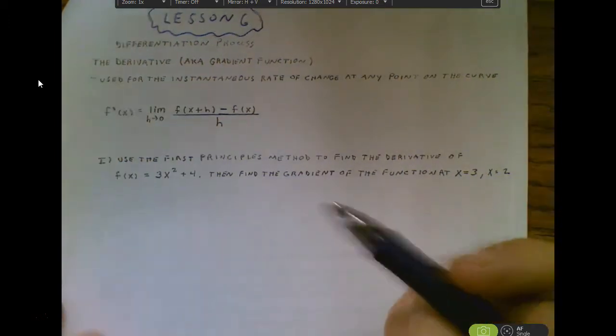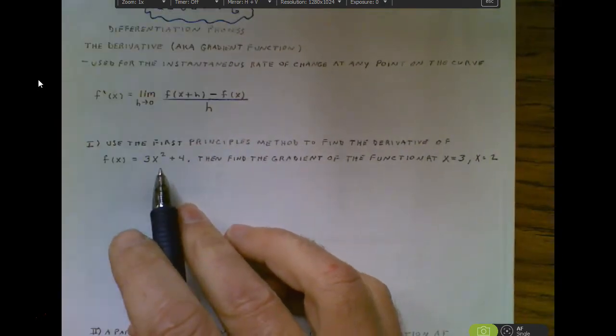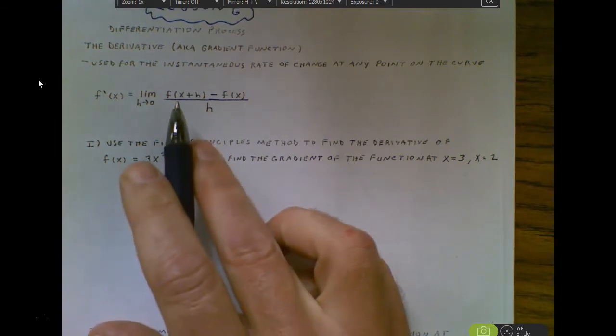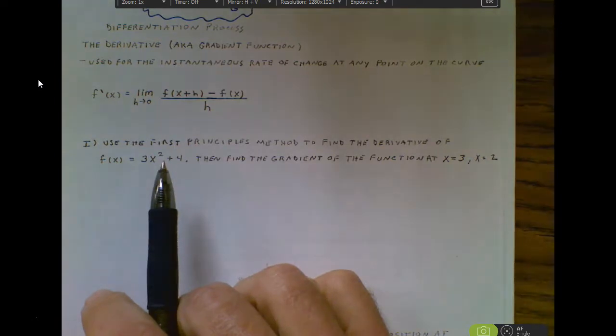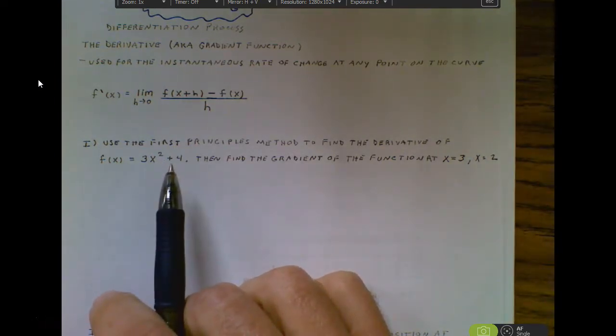So again, when I have a function like this, 3x squared plus 4, we're going to start all of these the same way now. This is called the first principles method. And again, it's just like what we did in the last lesson, only we're keeping x as x instead of as a real number to this point. So finding the derivative of this using our first principles method.